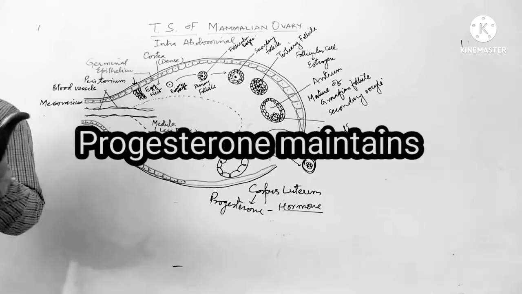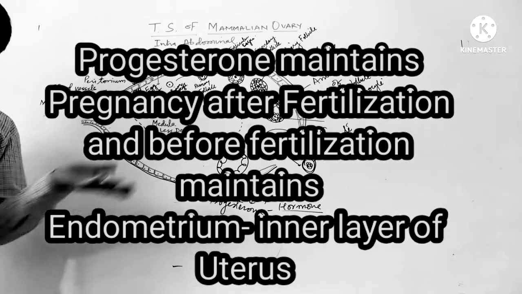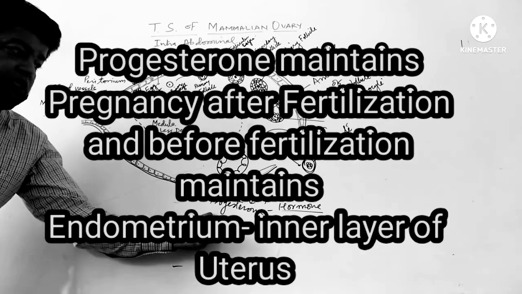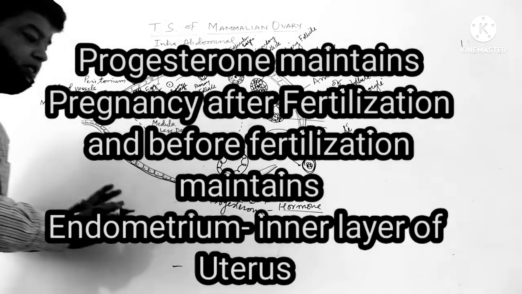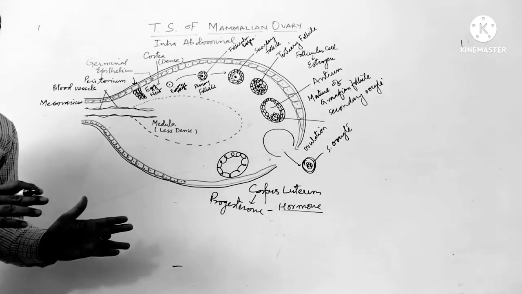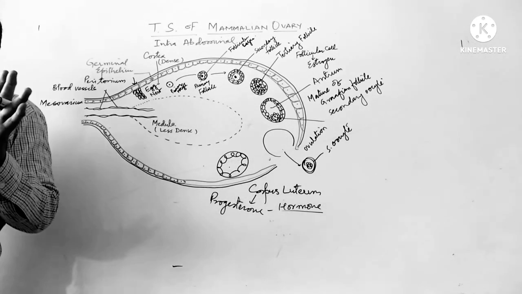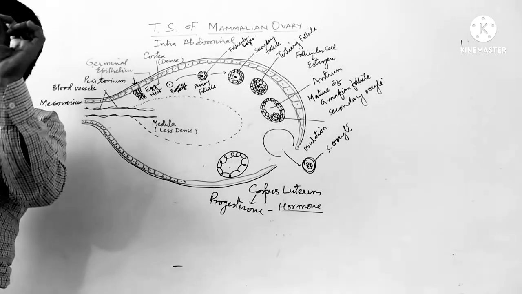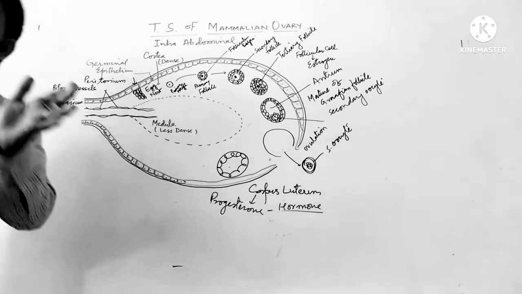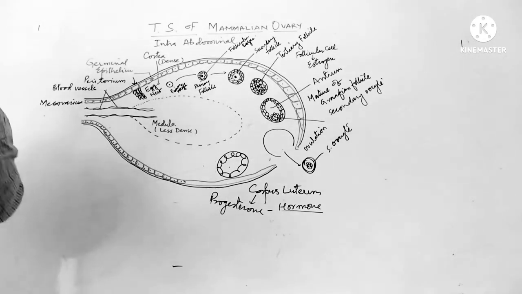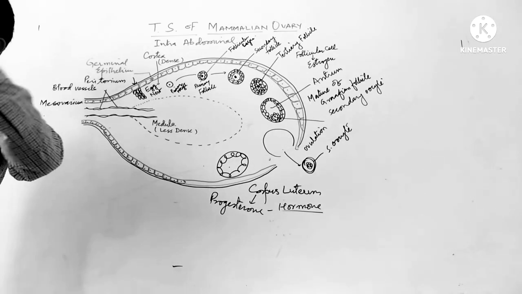The level of the progesterone is necessary for the pregnancy, otherwise abortion will occur. So this progesterone is released from the corpus luteum. If fertilization occurs, the fusion of sperm and the ovum takes place in the fallopian tube and zygote is formed. So this corpus luteum will remain maintained throughout the pregnancy.